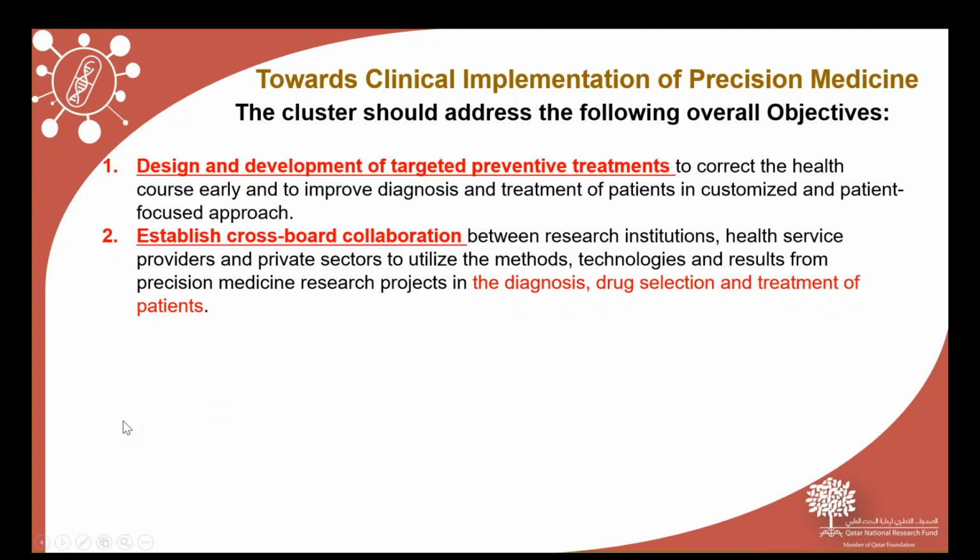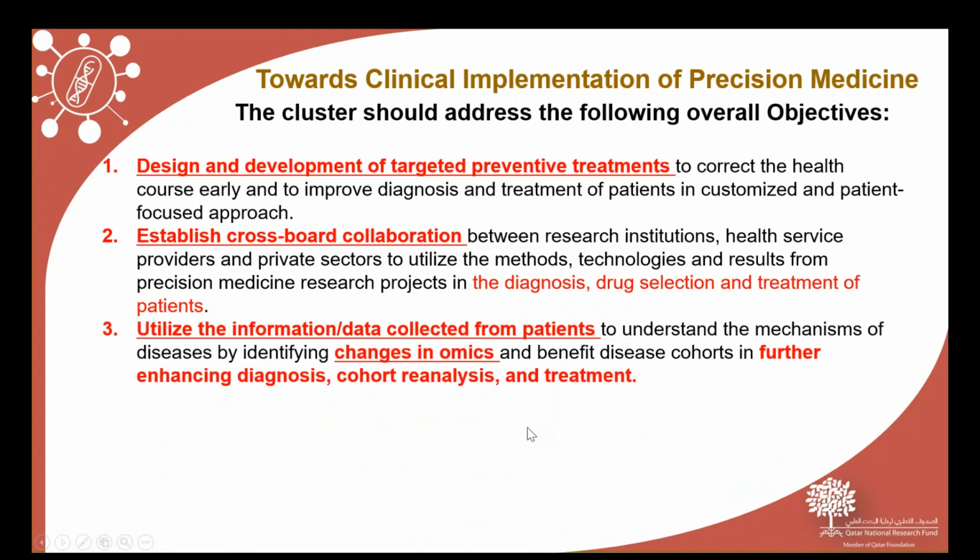Establish a cross-border collaboration between research institutions, health services, and private sectors to utilize the methods, technologies, and results from precision medicine, again, for diagnosis, drug selection, and treatment of patients, and to utilize this large amount of data from patients that have been collected through QGP, QPP, and the research outcomes of the PPM and other NPRPs that researchers have been involved in for quite a good time, and identifying changes in these omics and further enhancing diagnosis, cohort analysis, and treatments.